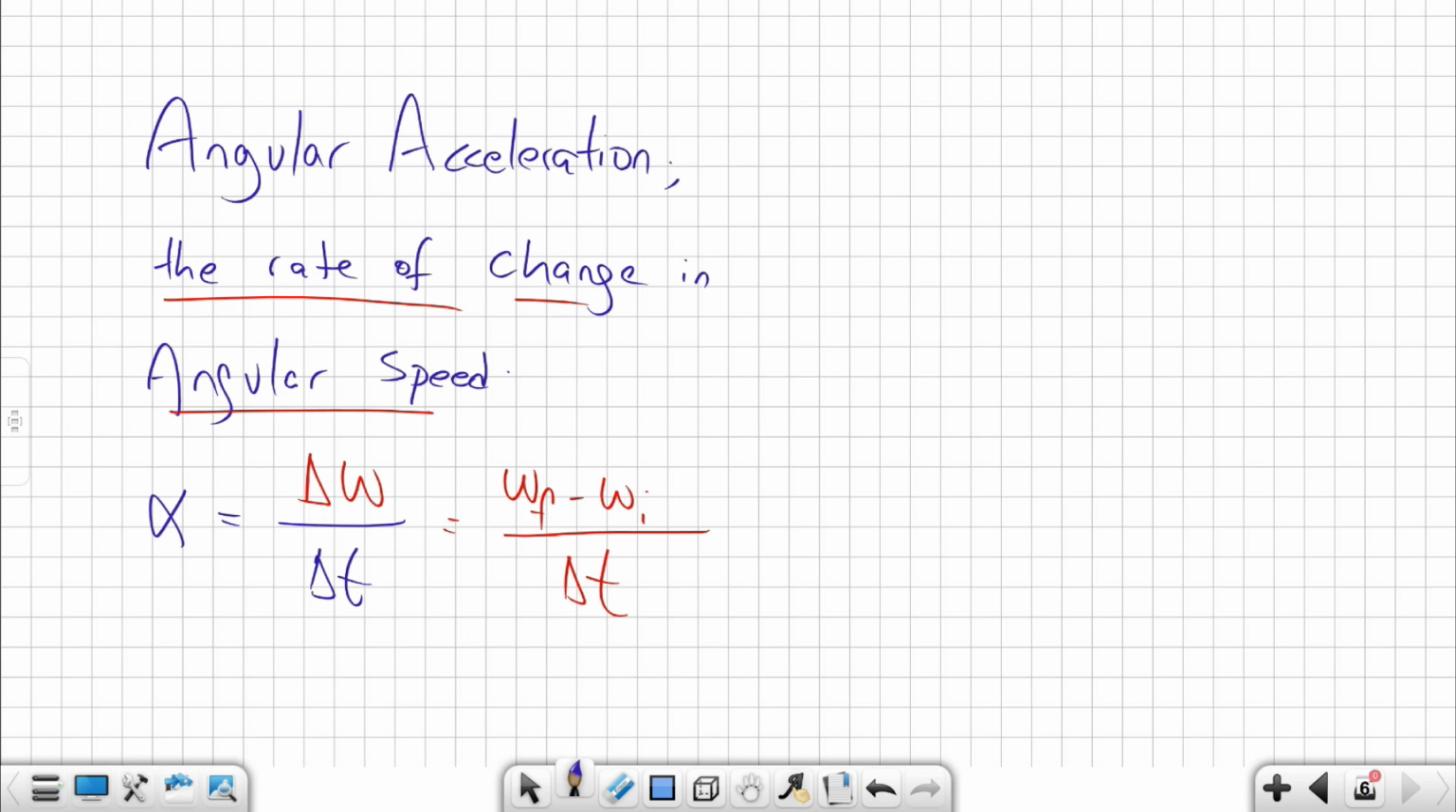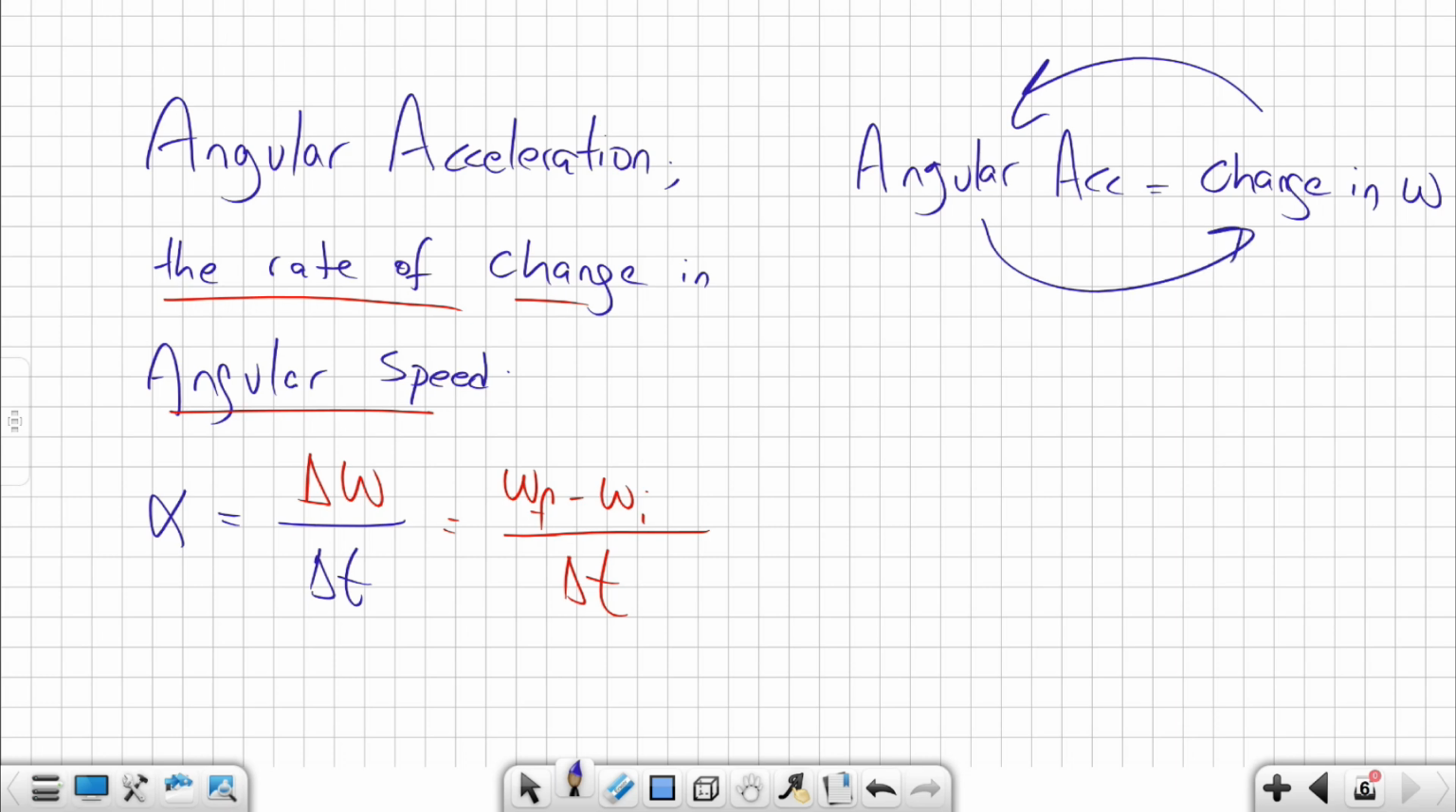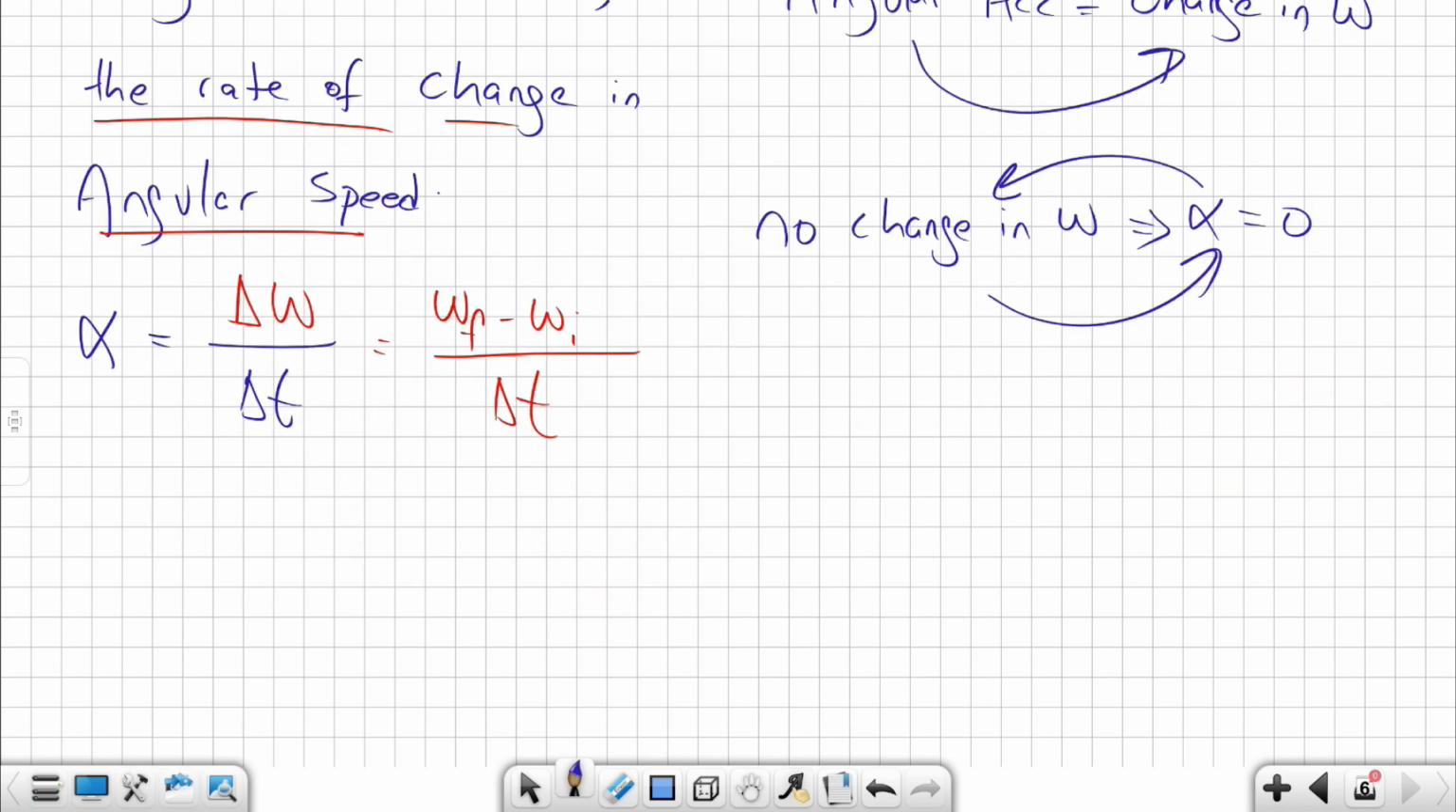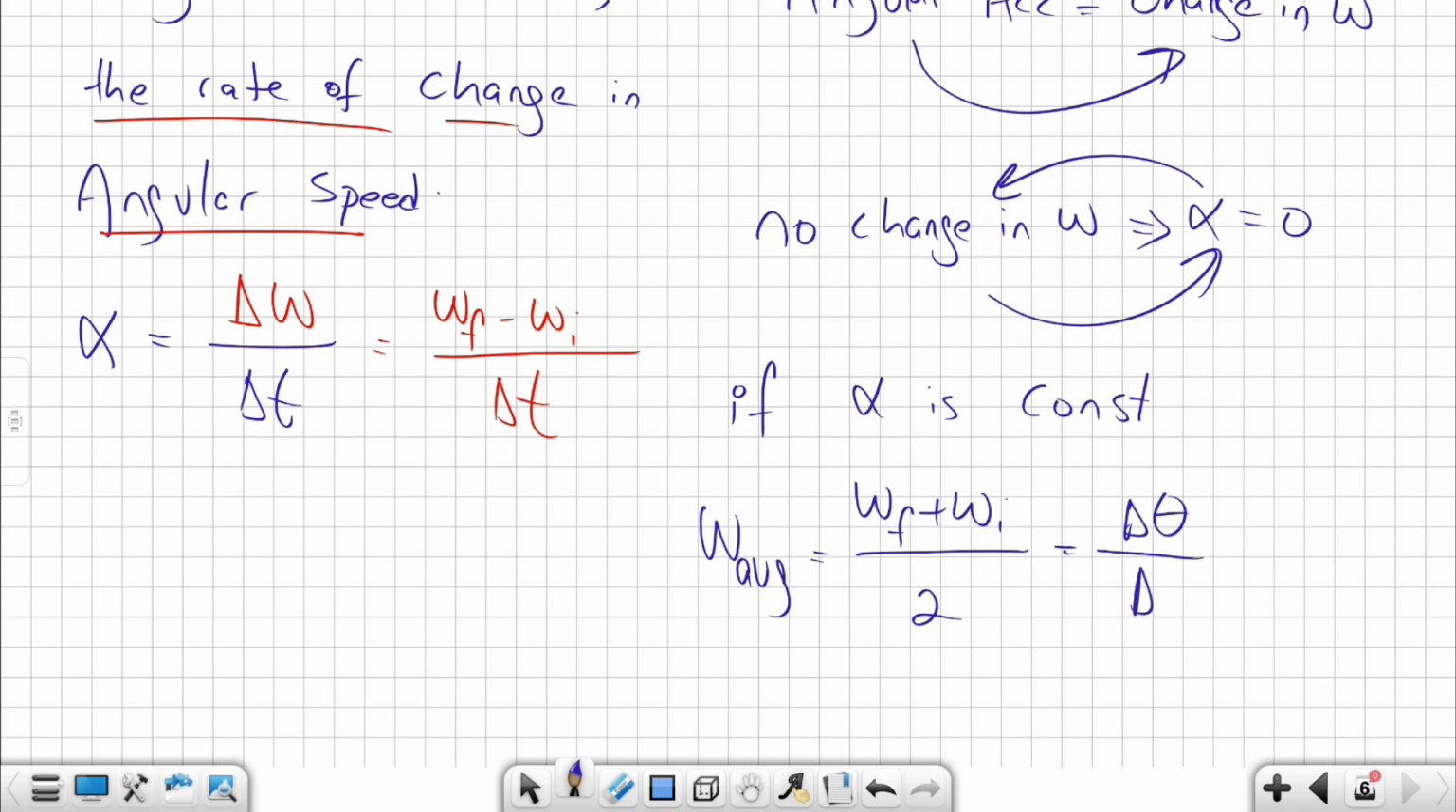Now let's talk about constant angular acceleration and zero angular acceleration. Angular acceleration means change in angular speed. So whenever we have a change in omega, we have angular acceleration and vice versa. Whenever we have angular acceleration, we have a change in omega. They are always related. If there's no change, it means alpha is equal to 0 and vice versa. If alpha is equal to 0, there is no change in omega. Now, if alpha is constant, then we can say that omega average is equal to omega final plus omega initial divided by 2. Omega average was also equal to delta theta over delta time.